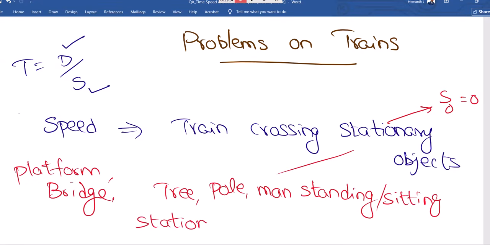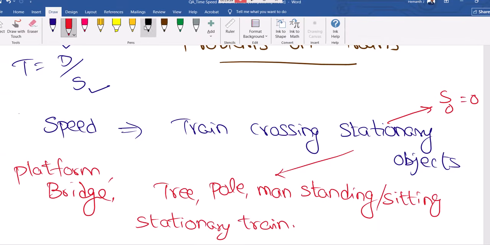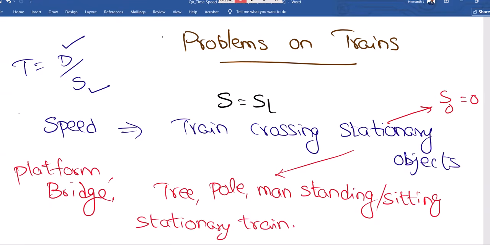Or when a train is crossing a stationary train, which is at a stop. Due to crossing, they'll hold one train on the track, so it is a stationary train, which is not moving. So in all these cases, the speed must equal the speed of the train only, because only the train is moving. In all these cases, we should consider the speed as nothing but the speed of the train.